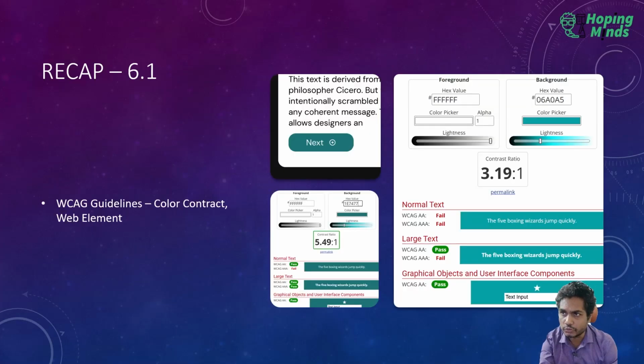And let's do a quick recap before we jump into 6.2. What did we learn in 6.1? In 6.1, we learned about WCAG guidelines with color contrast and web elements. That is where you saw that WCAG has some guidelines in terms of using color percentage and color contrast. The rating must be above 4.5 to 1, and you have to use the percentage, brightness, and contrast in a way that it passes the test.